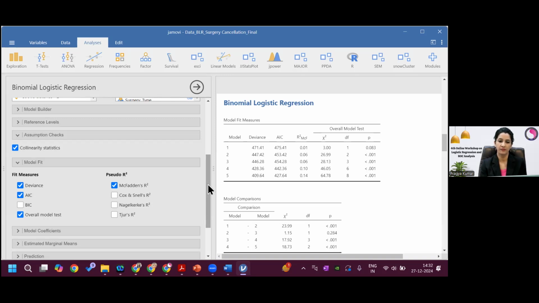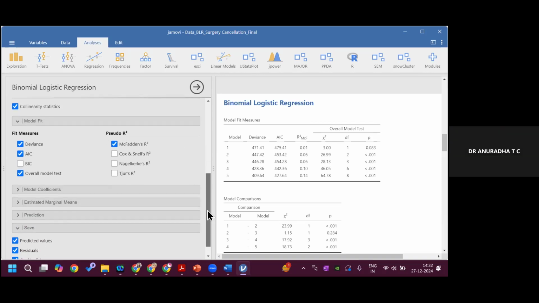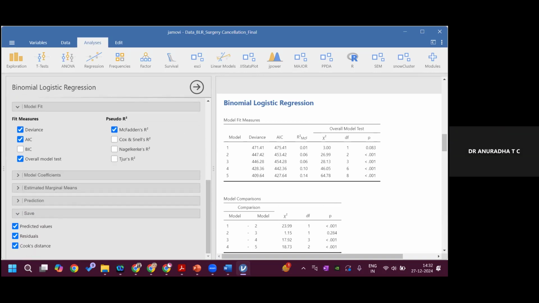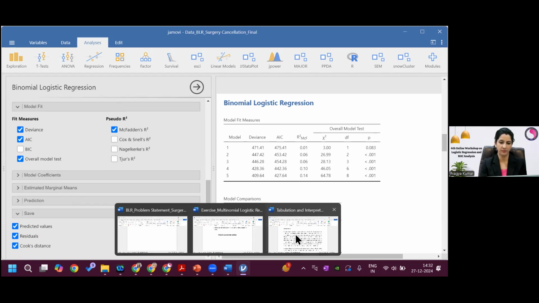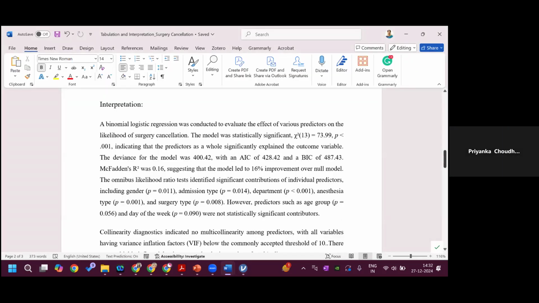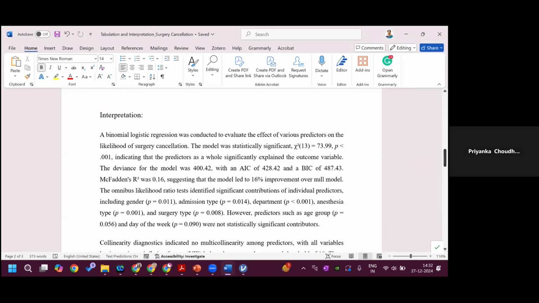Is it okay? Okay, ma'am. Thank you. Okay. So if it is okay, can someone read this interpretation? Yes, ma'am. Can I read? Please, Priyanka.